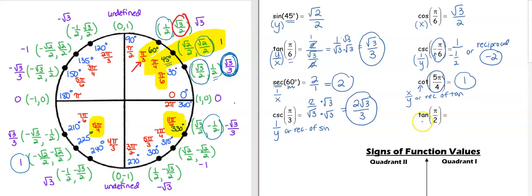All right, our last one, tangent of pi over 2. We see our pi over 2 right here. We want the tangent. If you remember, tangent is y over x. We're going to do the long way for this one. The y coordinate is 1. The x coordinate is 0. And that is why this has an undefined tangent value.